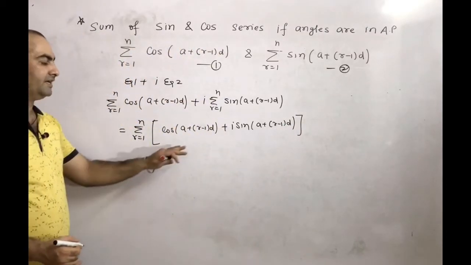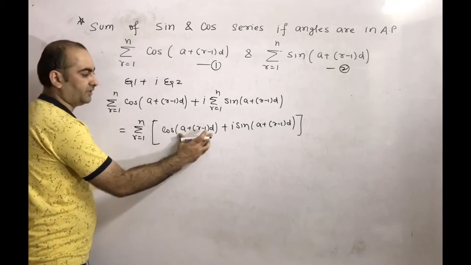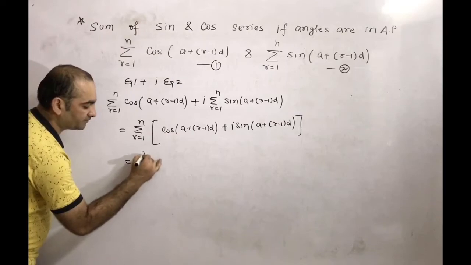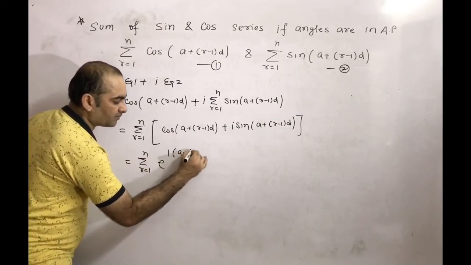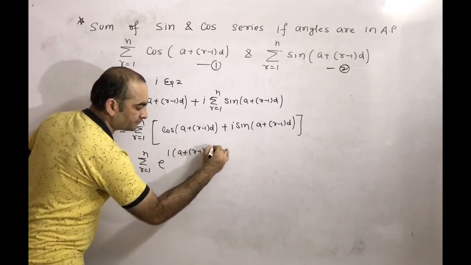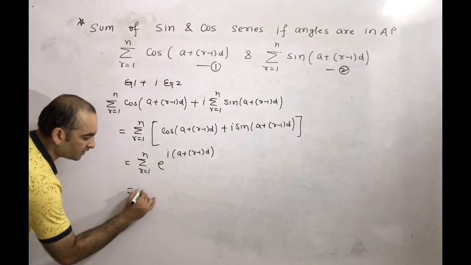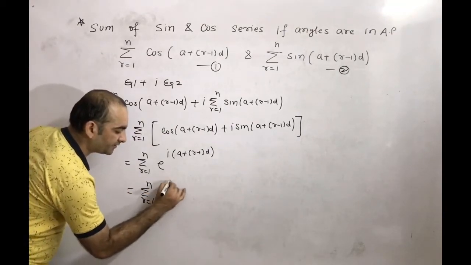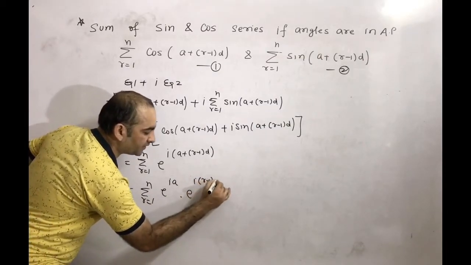Now this one we will write in terms of Euler's form. So here the angle is what? a plus r minus 1 into d. So this one we can write as sigma r equal to 1 to n e power iota times a plus r minus 1 into d. This will come. Now this one we can write as sigma r equal to 1 to n e power iota a into e power iota times r minus 1 into d.